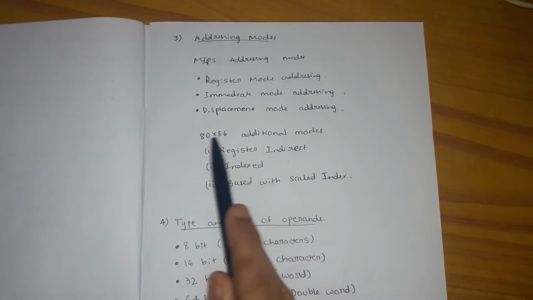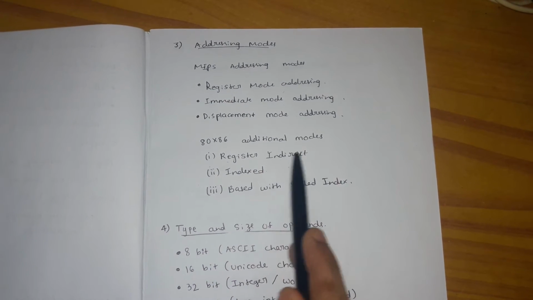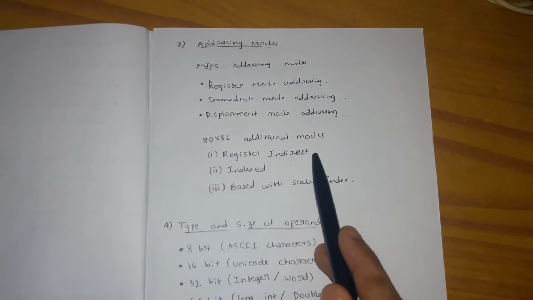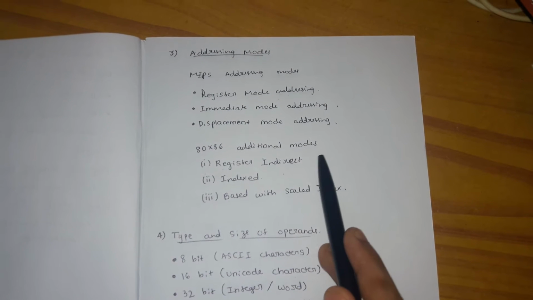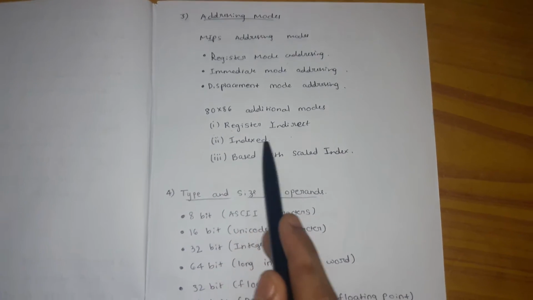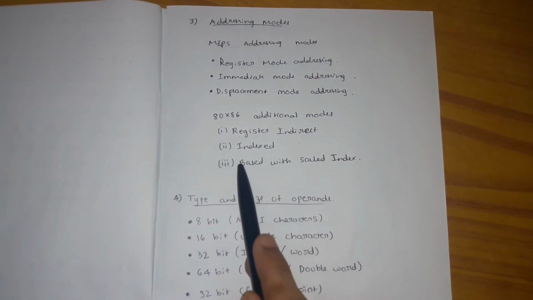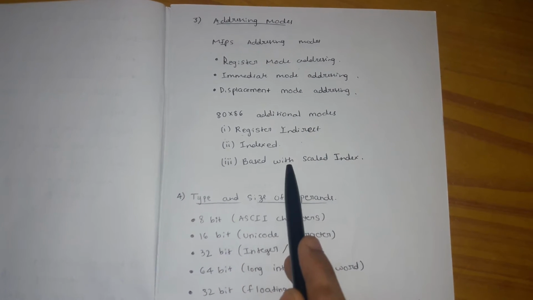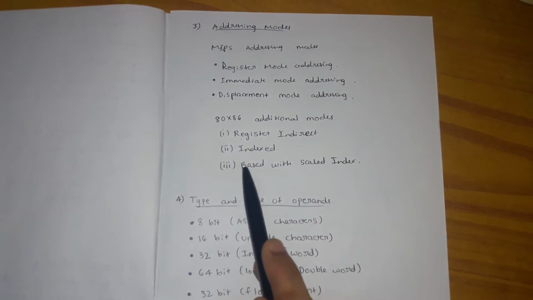80x86 has additional modes. There are 3 additional modes, which are register indirect. Register indirect means we can use pointers to point to that register, and we can use those pointers to access that register. Indexed, we can have an array of registers, and an index value will be used to access a particular register. Based with scaled index. Based means there will be a base address for which there will be some scaling index. From that particular location we can access the memory.